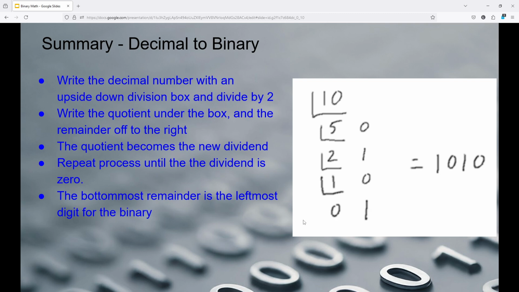I now have a 0 here, so I stop. I do not continue. And then I write the number with the bottommost number being the leftmost number. So this is 1 0 1 0. Write down 1 0 1 0, or 10, which, as we just saw on the previous slide, is what we need. Let's do a couple more problems like this, because this isn't quite as obvious as going the other way, going from binary to decimal.